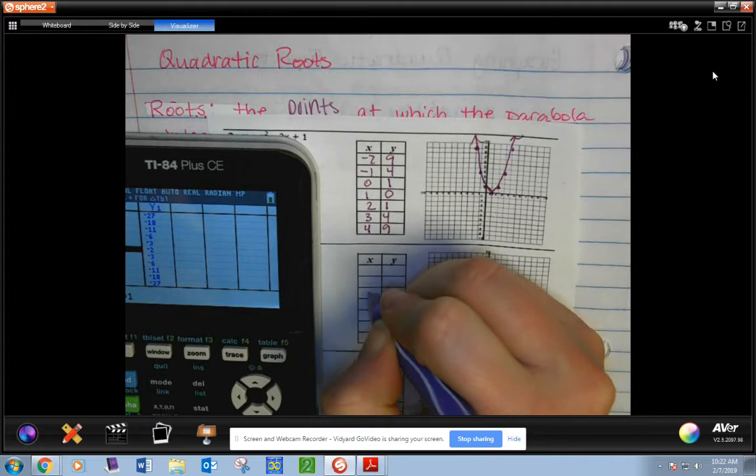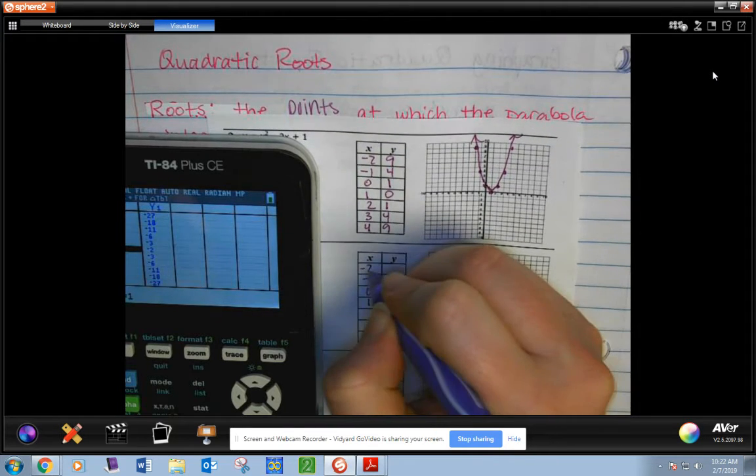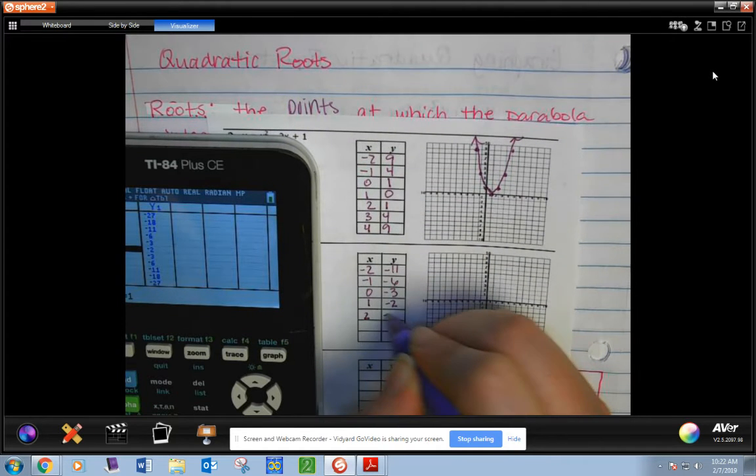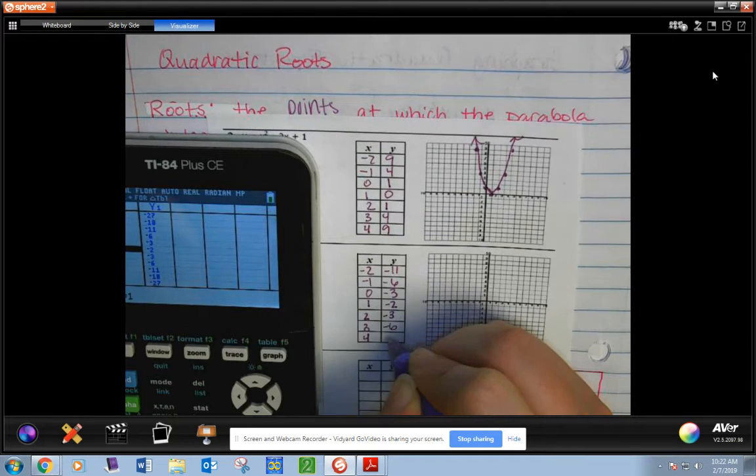I'm going to do the points above it, 0, negative 3, negative 1, negative 6, and negative 2, negative 11. And then I'm going to do the points below it, which will be 2, negative 3, 3, negative 6, and 4, negative 11.